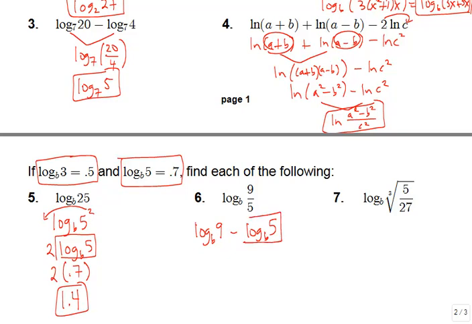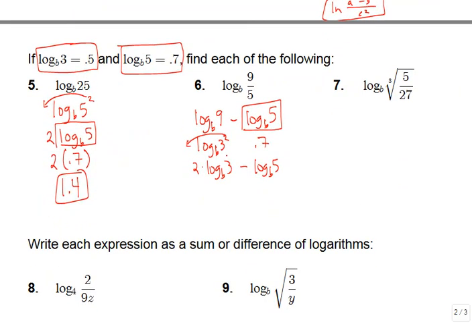Now the log base b of 5 I already know, that's 0.7. But this one I don't know yet. However, kind of like in the last example, we can change this 9 into a 3 squared. And then we can bring that 2 out front, so this becomes 2 times log base b of 3. And now that I have all of it broken down, this piece I know is 0.5, and that's getting multiplied by 2. And this piece I know was 0.7. So 2 times 0.5 is 1, minus 0.7 gives me 0.3.